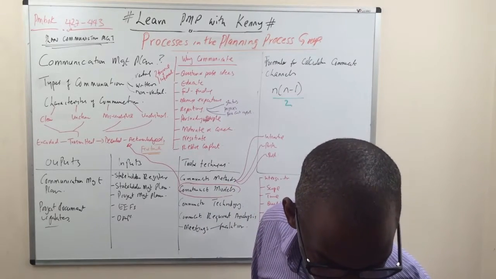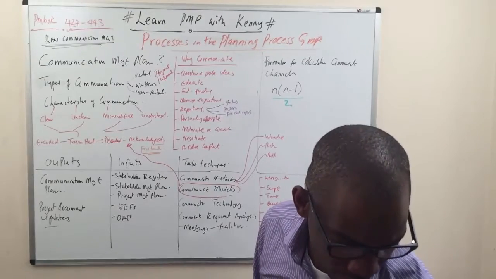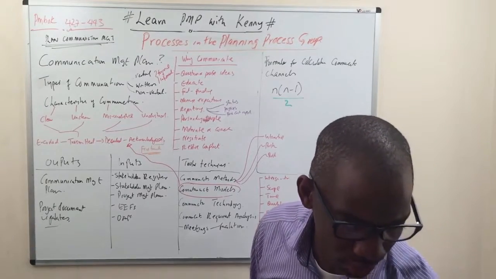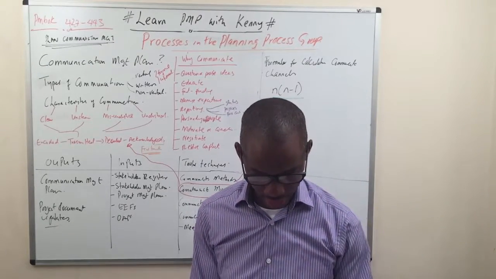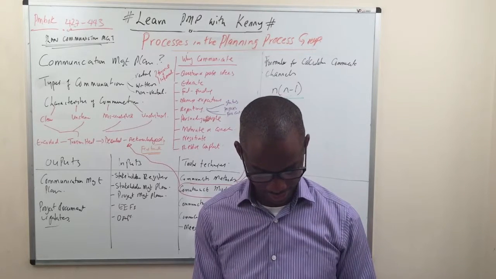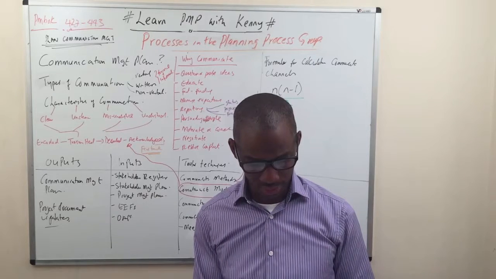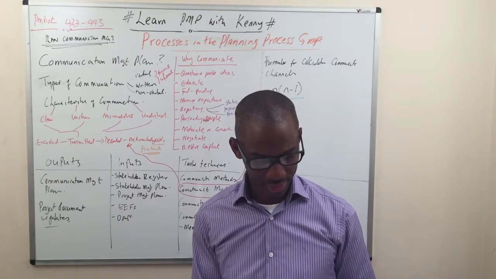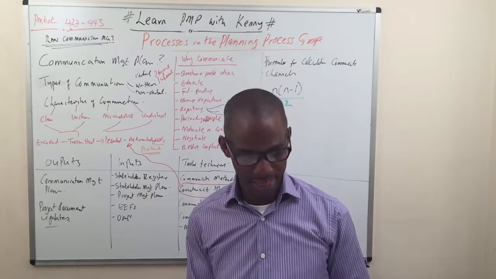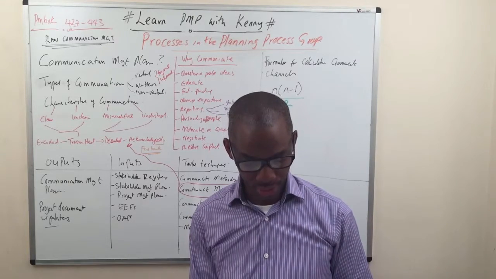Before I close, I've got maybe one or two minutes left. I want to tell you what the communication management plan is. It says the communication management plan is a component of the project management plan that describes how project communications will be planned, structured, monitored, and controlled.